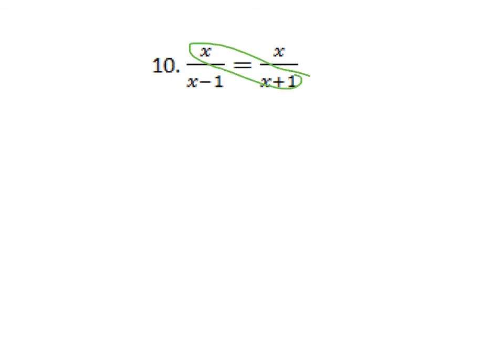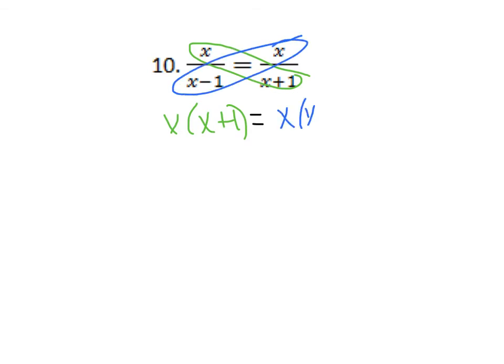So my first one is x times x plus 1 equals the other cross product, which will be x times x minus 1. Distribute on the left, x times x is x squared. X times 1 is 1x, or just x, equals, on the right, x times x is x squared. X times negative 1 is negative x.